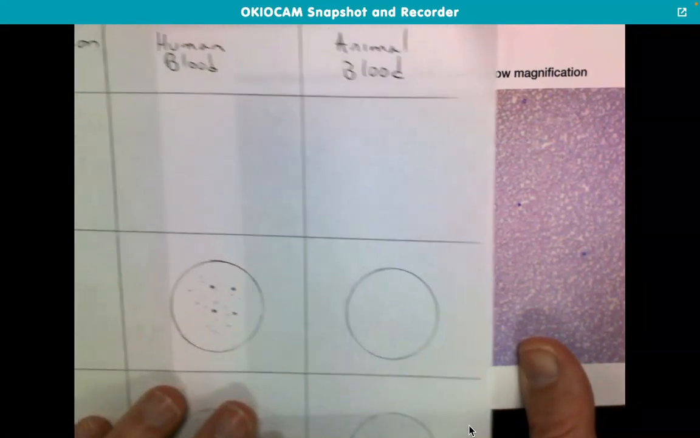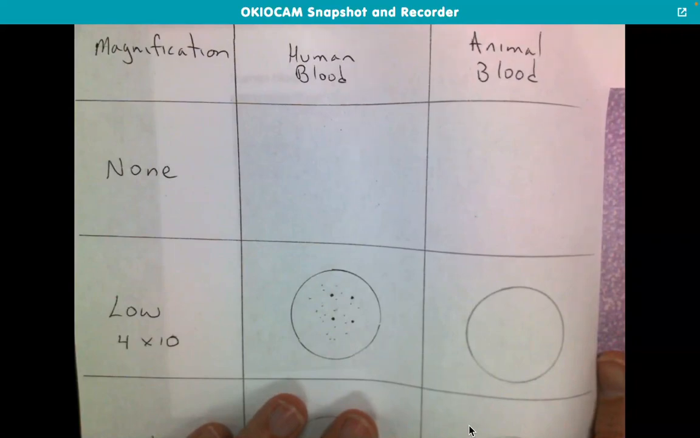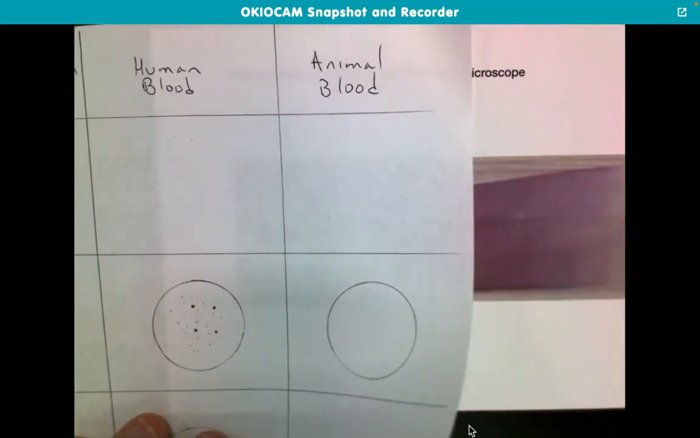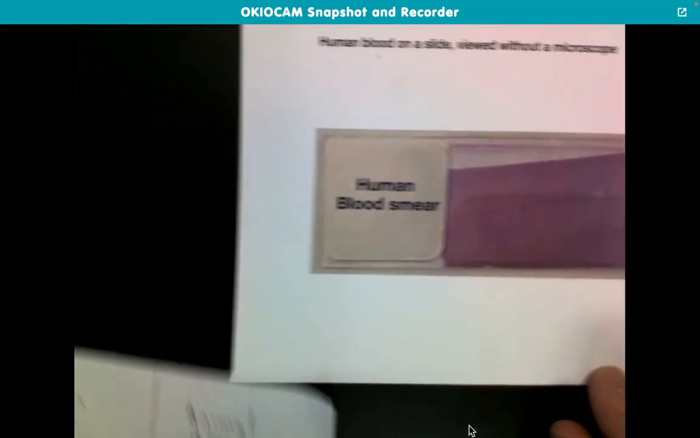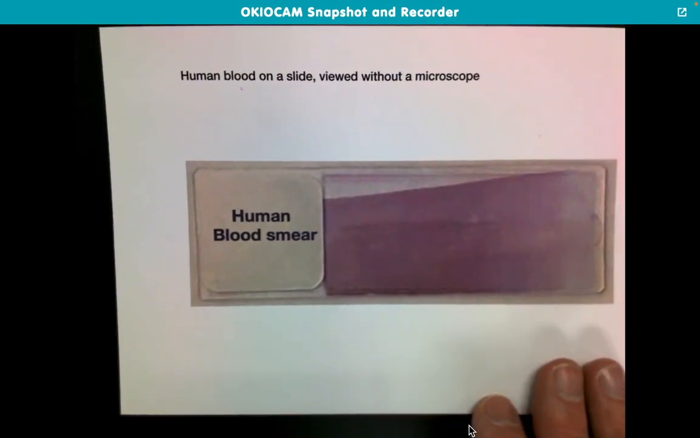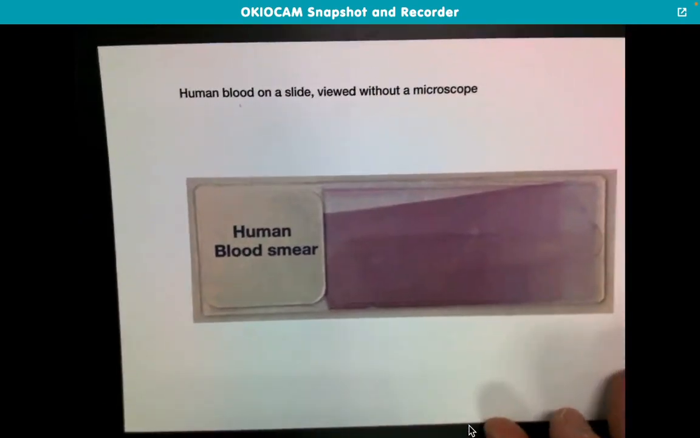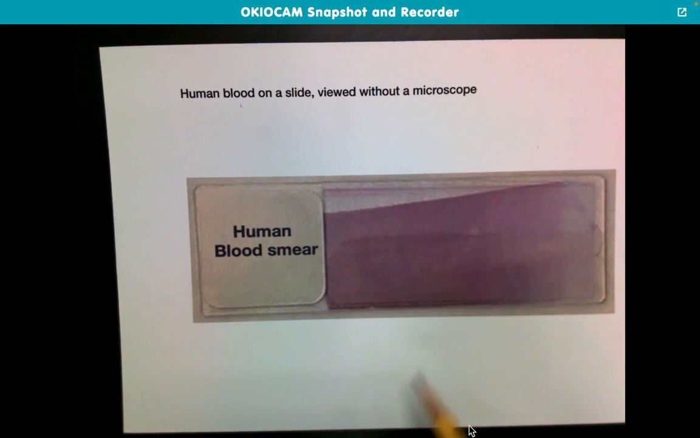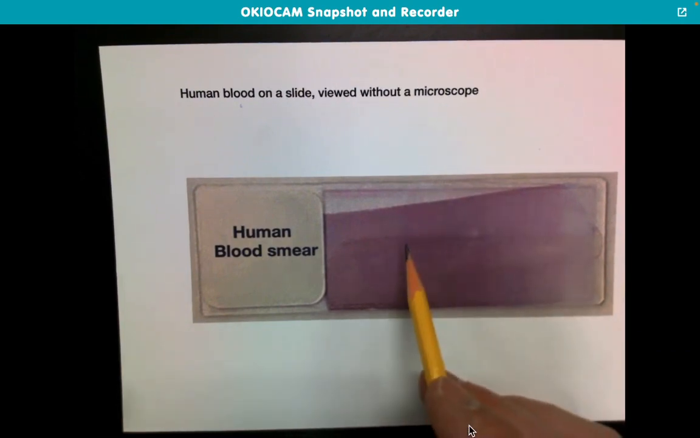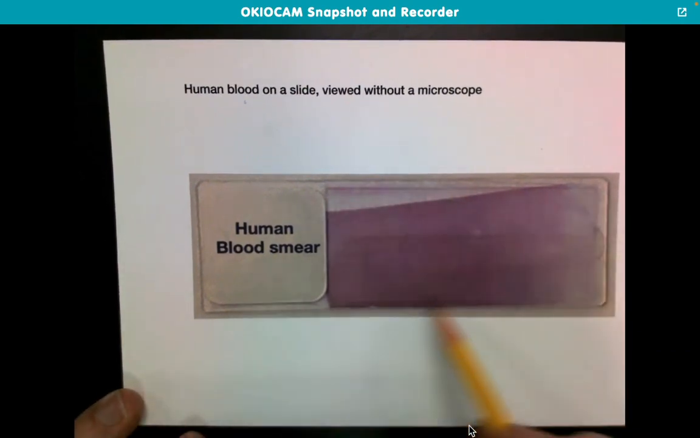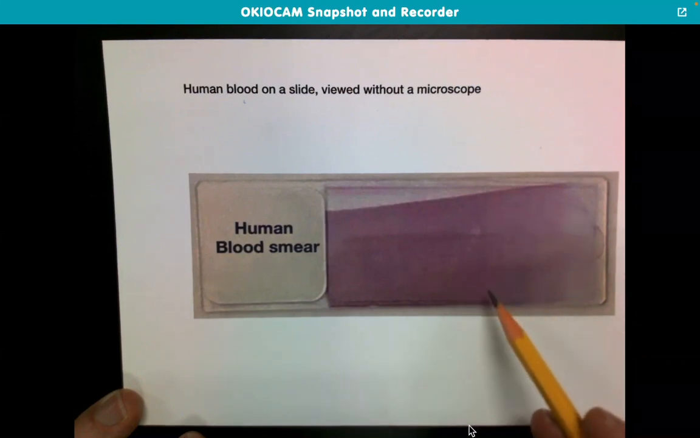Now we go to the top one where it says no magnification. So that is a picture of a slide. So that's just human blood on a slide, and that's it. I don't see any circles at all, but we have to draw what we see. We don't want to draw the slide. We just want to draw what the blood looks like.